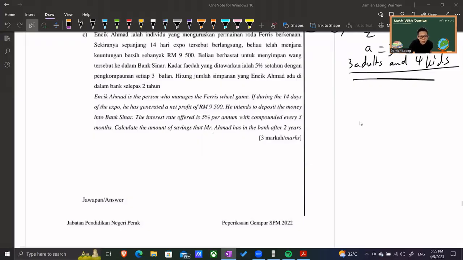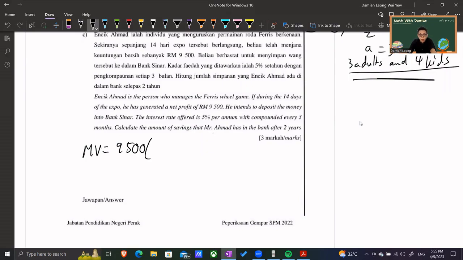For part C here, Encik Ahmad is the person who manages the Ferris wheel game. If during the 14 days of the expo he has generated a net profit of 9,500, he intends to deposit the money in a bank. Interest rate offered is 5% per annum, compounded every 3 months. I want the total amount after 2 years. So this is compound interest, and I want the matured value.